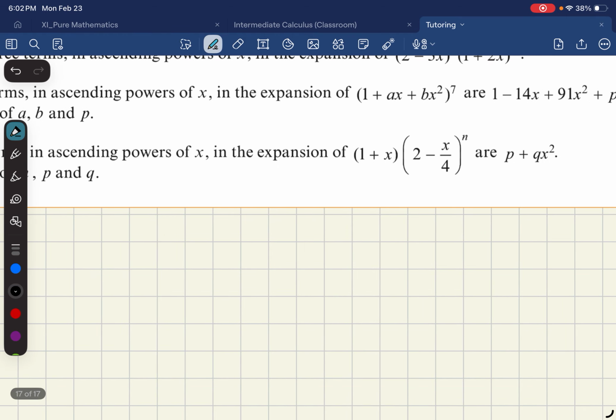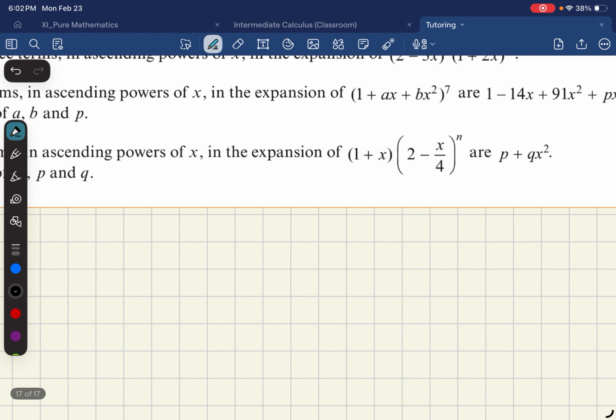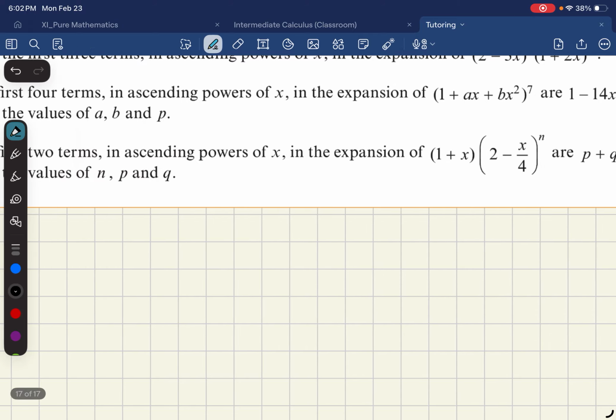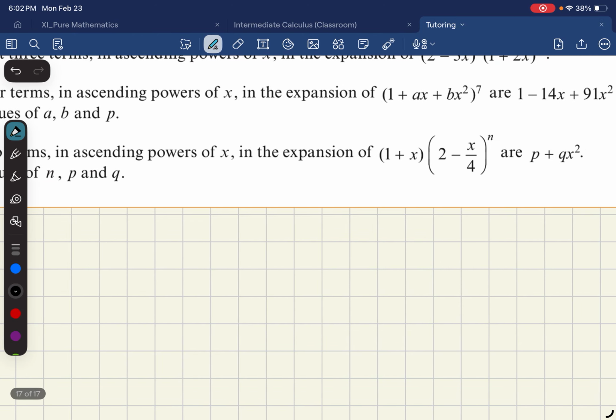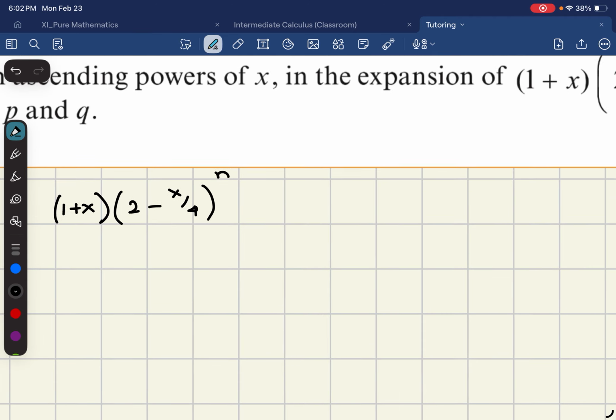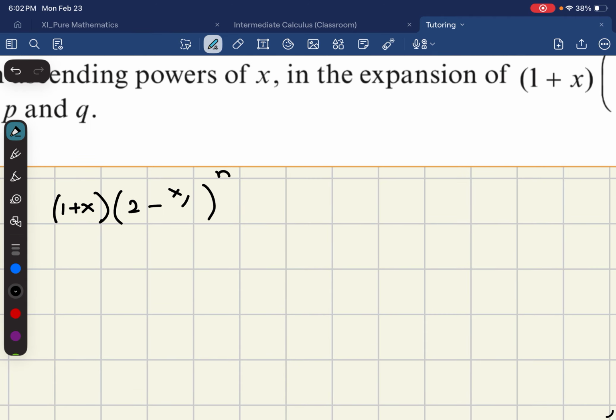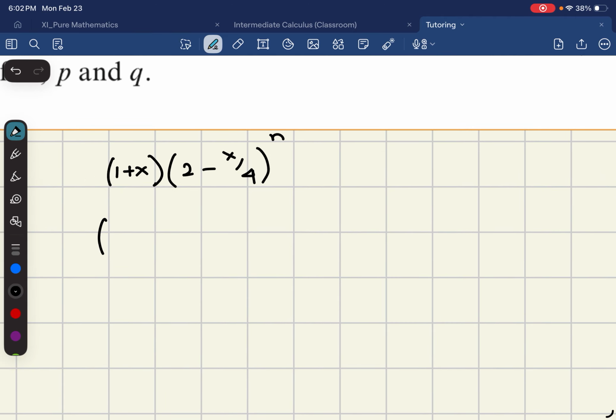So the first terms in the expansion in ascending powers of x are given to be p plus qx squared. So we need to find the values of n, p, and q. Alright, so we have 1 plus x, and we have 2 minus x divided by 4, to the power n. Now I will write 1 plus x, and then let me expand the second term.